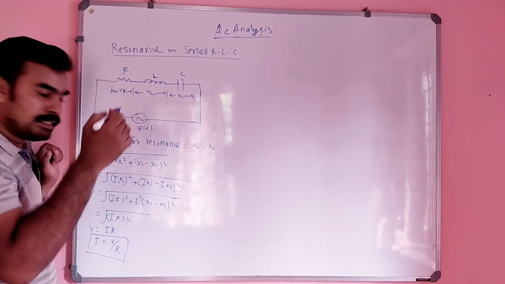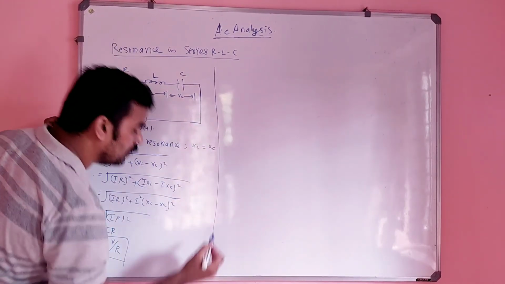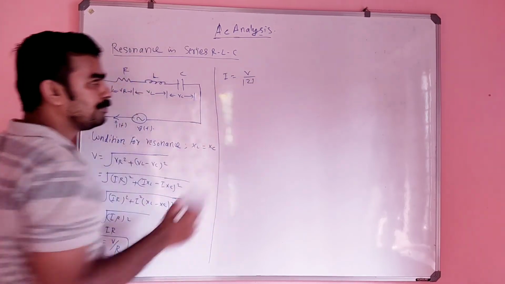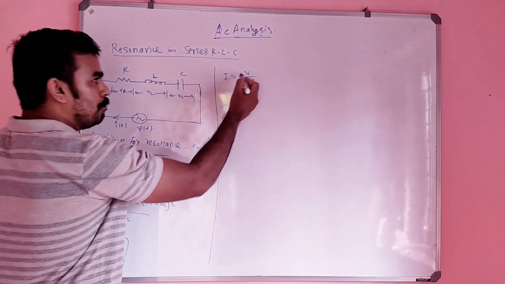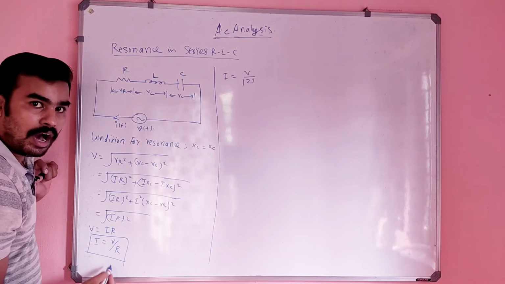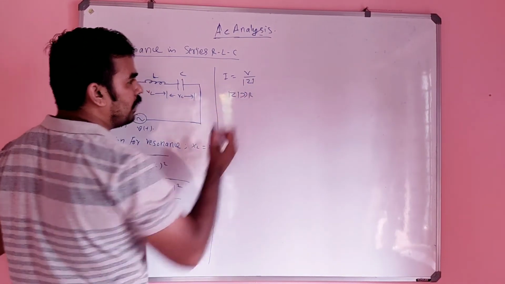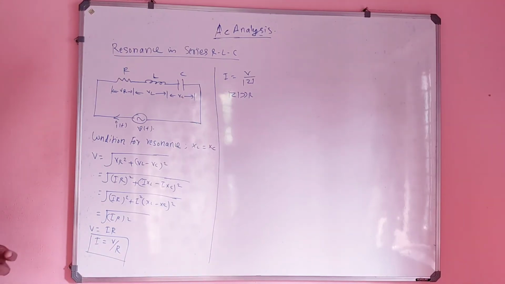So initially, if resonance doesn't happen, then what was I initially? I is nothing but V by mod Z. So compare it with this, I is equal to V by R. Of course Z will be very much greater than R, no?